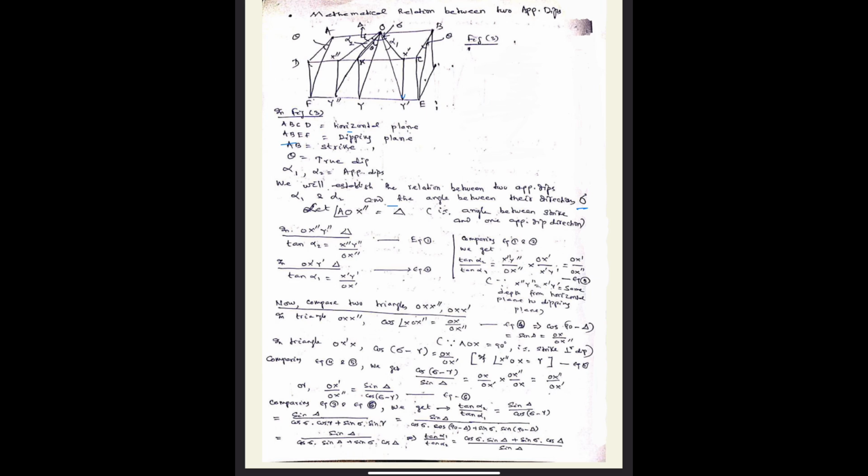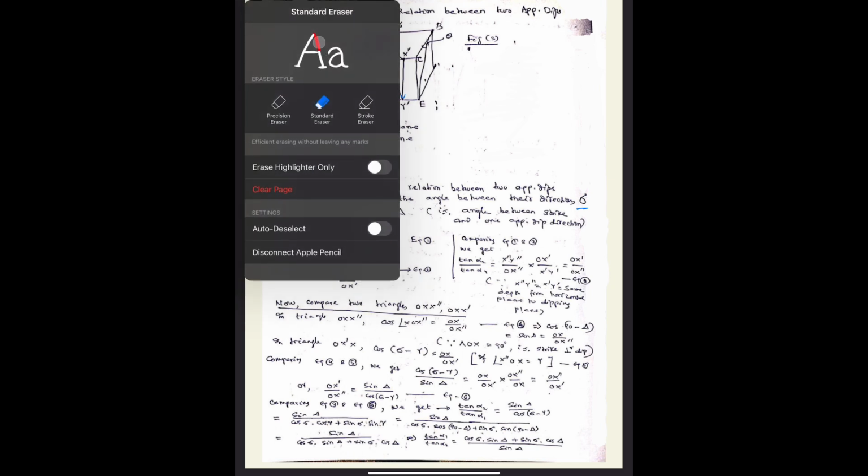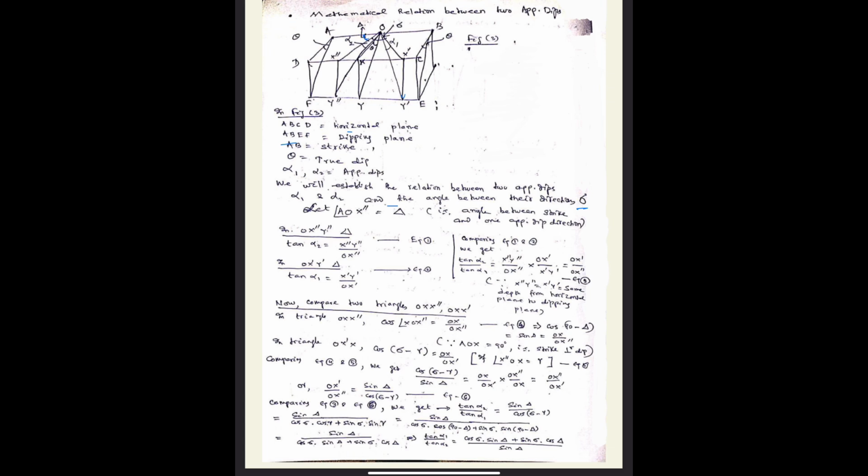AOX double dash, this angle, this angle, B delta. So the angle between the strike and one apparent direction. This is one apparent direction, this is alpha 2, and this is the strike.